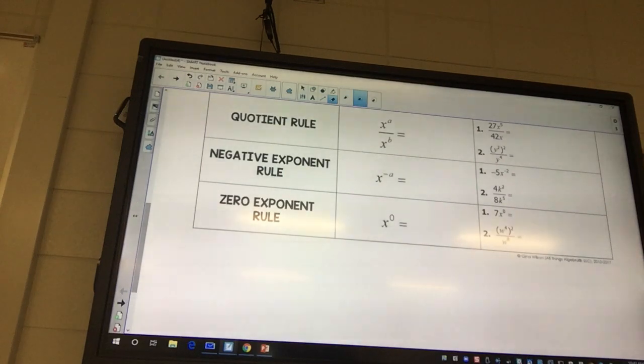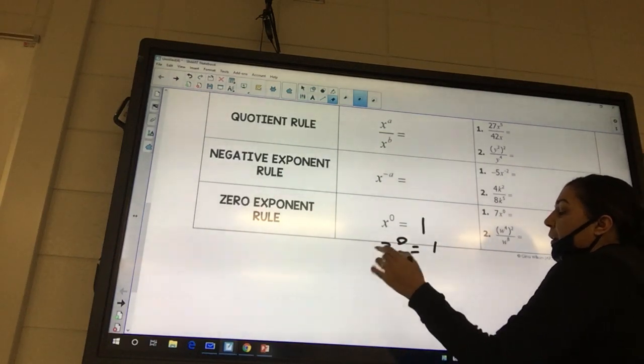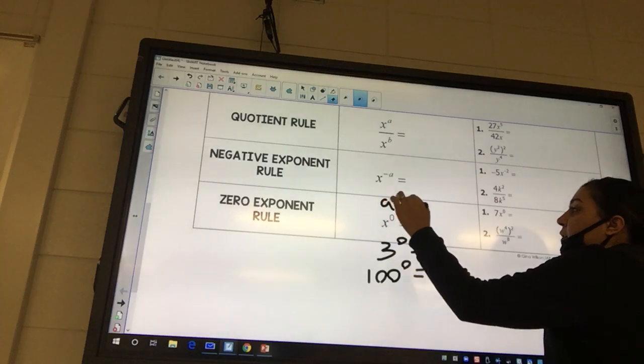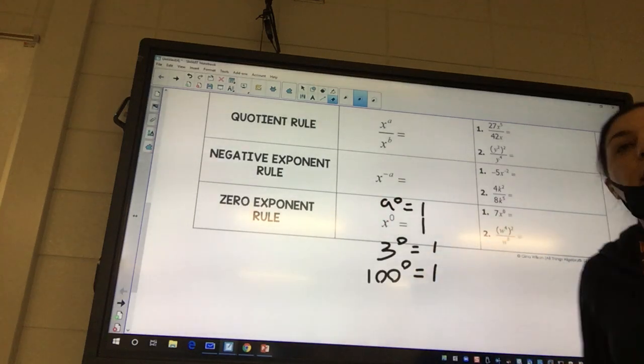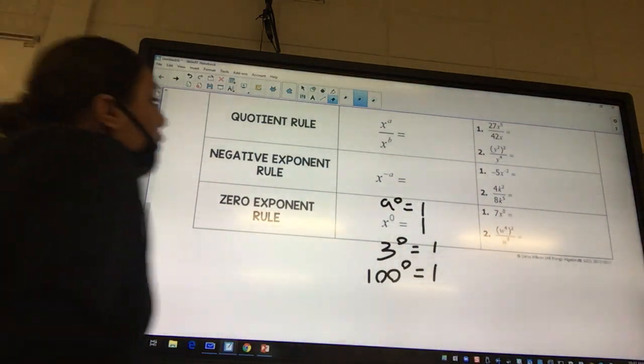Okay, anything to the 0 power is 1. If we have 3 to the 0, it's 1. If I have 100 to the 0 power, it's 1. If I have a to the 0 power, it's also 1. Anything to the 0 power is 1. And then we went over negative exponents.